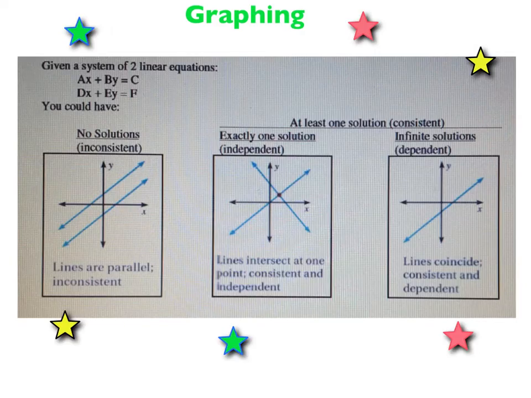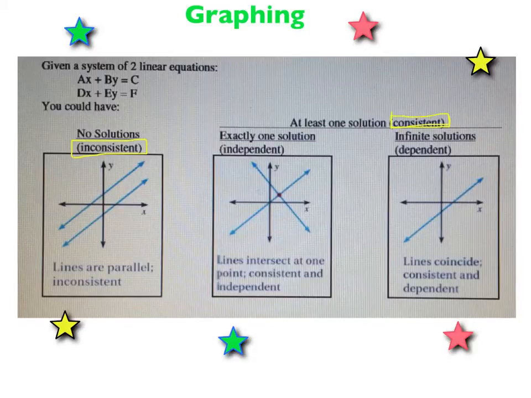Alright, the first method we're going to talk about is graphing. If you are given a system of two linear equations, basically two different lines, you could have no solutions, and that's what it looks like when your lines are parallel. So we call this inconsistent. So that's something you need to know. Inconsistent. Or you could have at least one solution, and we call that consistent. So that is something you need to know.